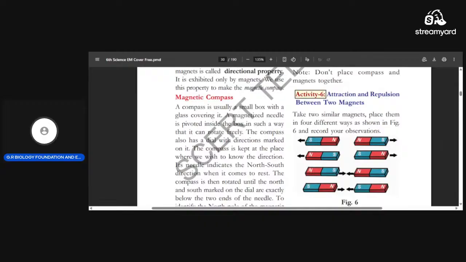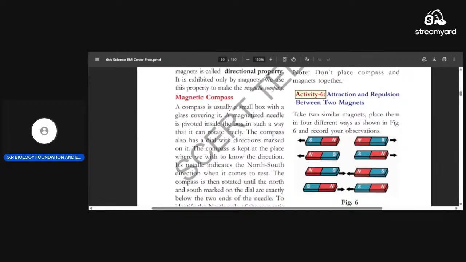So what is a dial? In our wristwatch, how 1, 2, 3 up to 12 numbers are there. In some watches, 12, 3, 6, 9. In the same way, east, west, north, south. So a dial is there inside that magnetic compass. And a freely moving magnetized needle, that is a magnet.